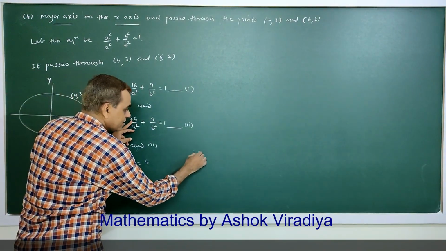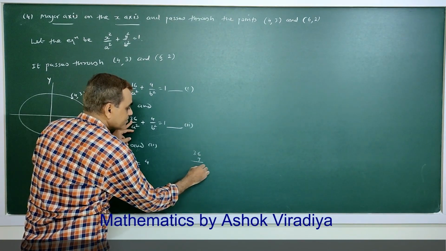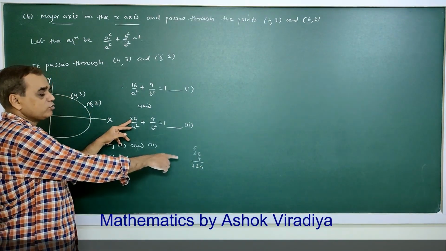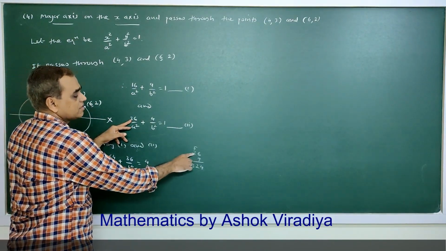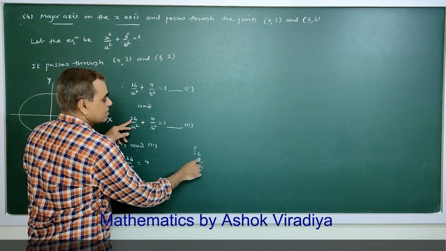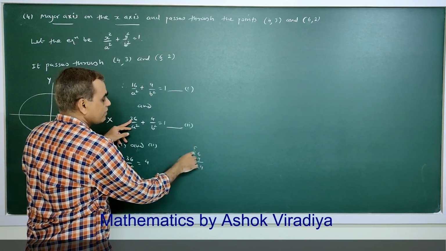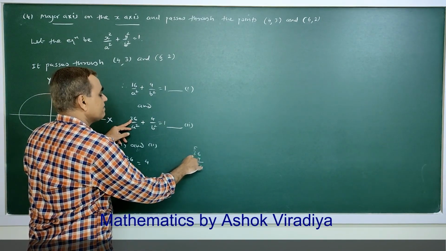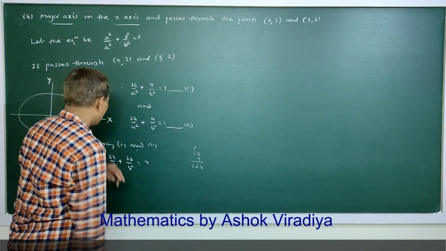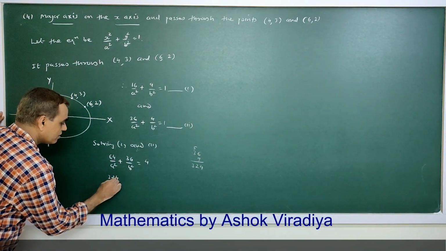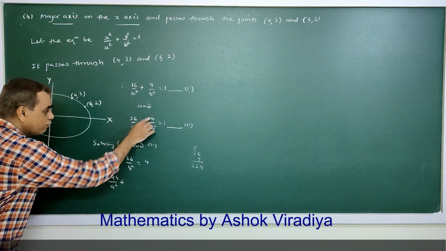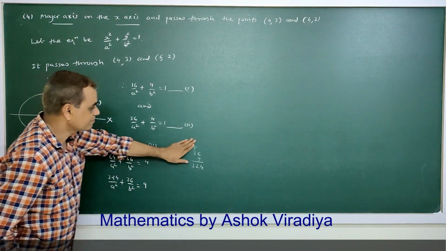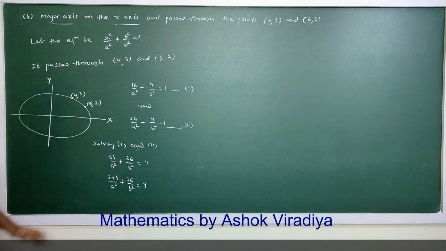This equation I am multiplying by 9. 36 into 9 is 324. So 324 by a square plus 4 into 9, 36 by b square equal to 1 into 9 is 9. So second equation is multiplied by 9.